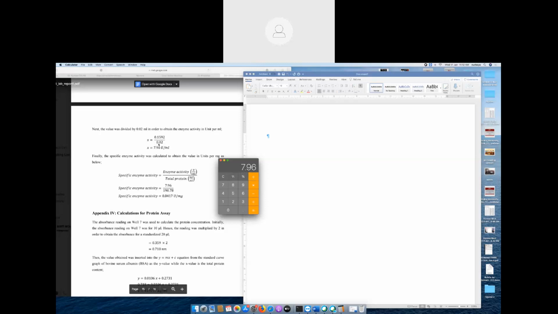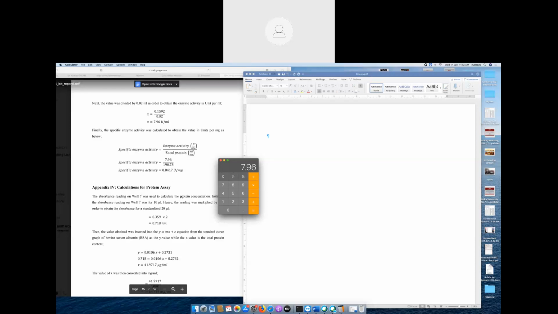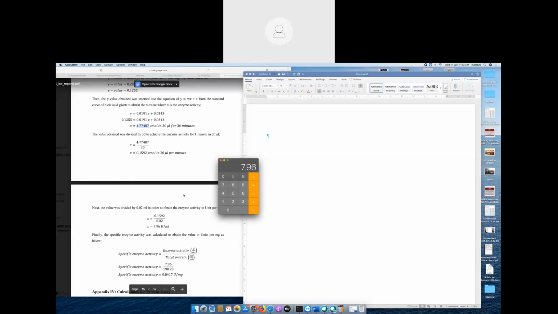We divide with the volume of the sample, where the volume of the sample we have changed to mil unit. So we just need to have the micromole of product for 1 minute divided by volume of the sample, which is 0.02, so that we can get this unit per minute. Okay, so that's it for the enzyme.